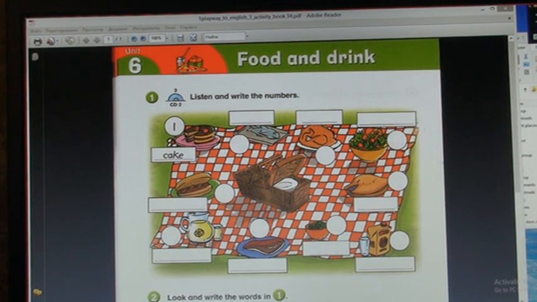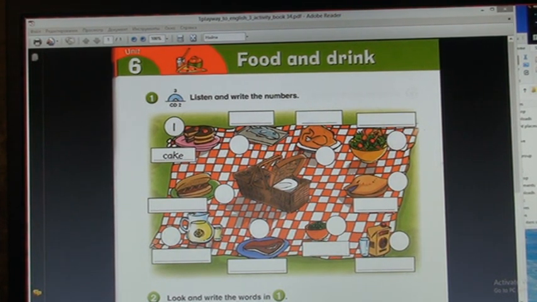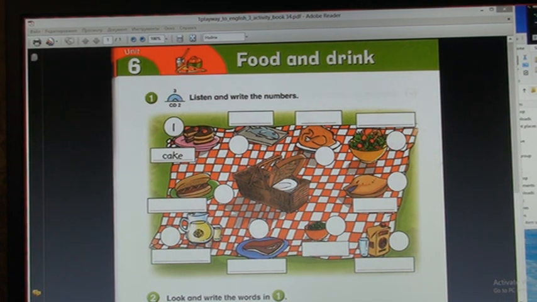Five. Fish. Drink. Six. Hot dog. Translate. Seven. Chicken. Translate.